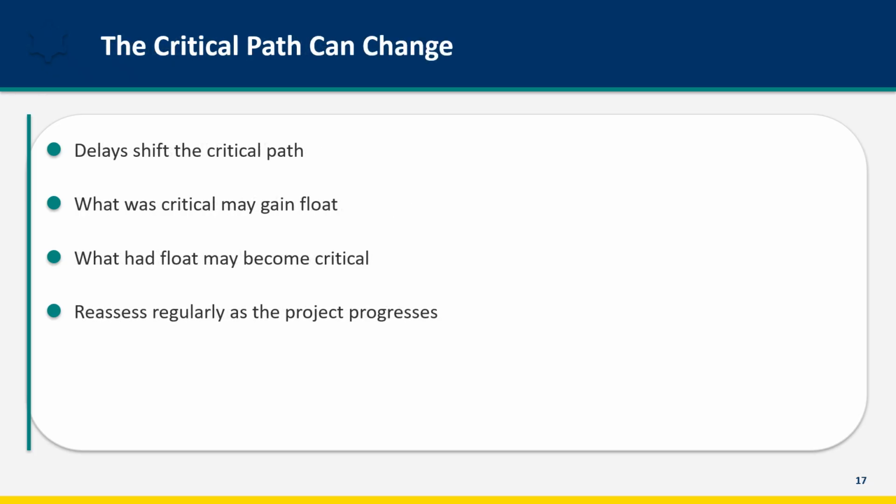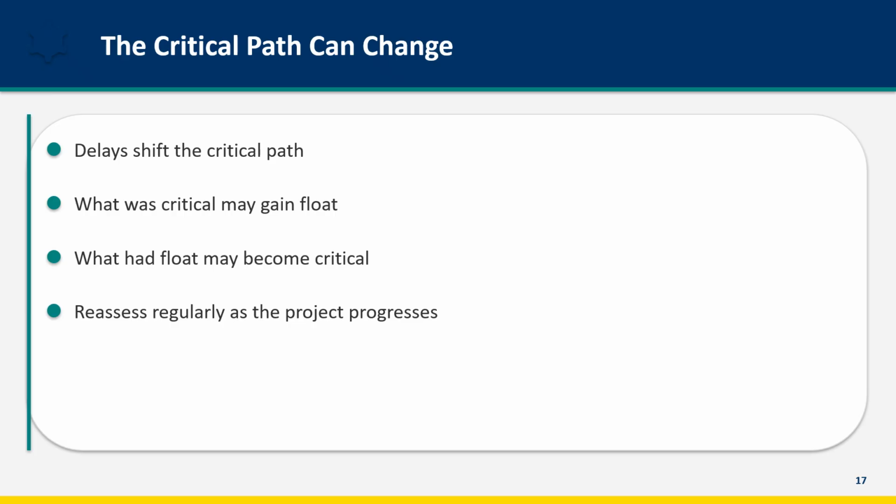The critical path isn't fixed. It can change as the project progresses. If a critical activity finishes early, a near critical path might become critical. If a non-critical activity is severely delayed, it might become the new critical path. What was critical yesterday may have float today. What had float yesterday may be critical today. Reassess the critical path regularly as actual progress is recorded.